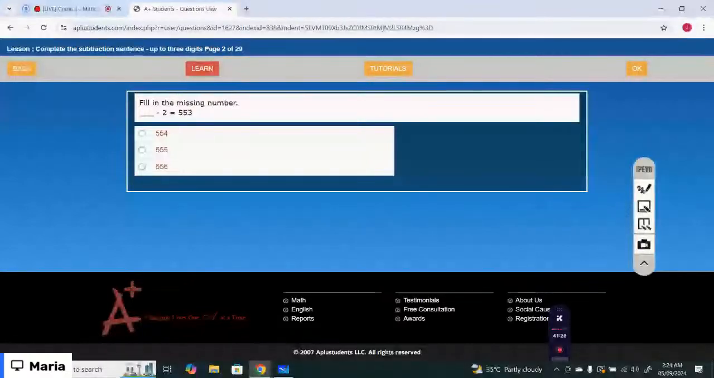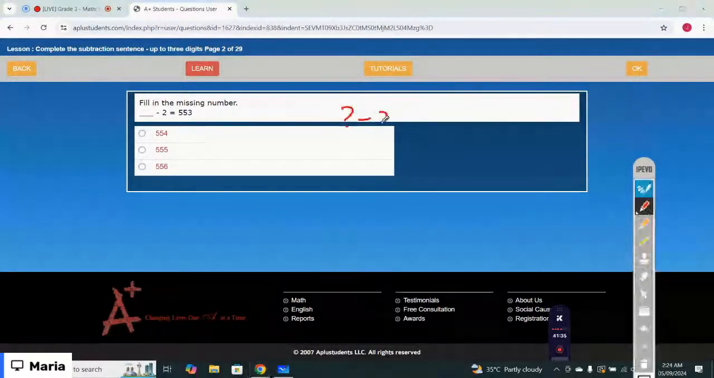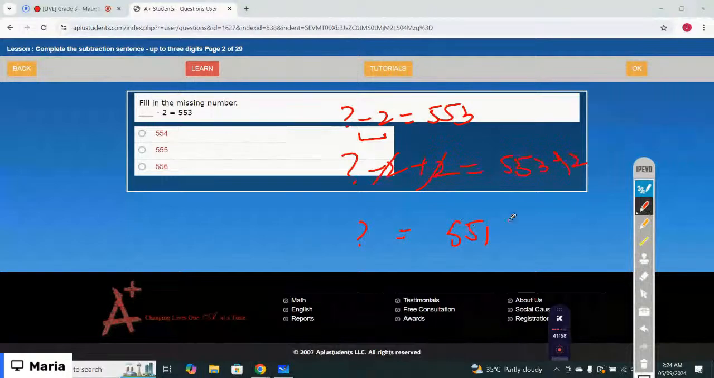Okay, that is missing number minus 2 equals 553, right? So that is the missing number minus 2 is 553, right? So you have to add 2 to both sides, minus 2 plus 2, 553 plus 2, right? So 2 minus 2 is 0, you are left with the missing number only, and 553 minus 2 is 551, right? Sorry, you need to add 2, that is 555.